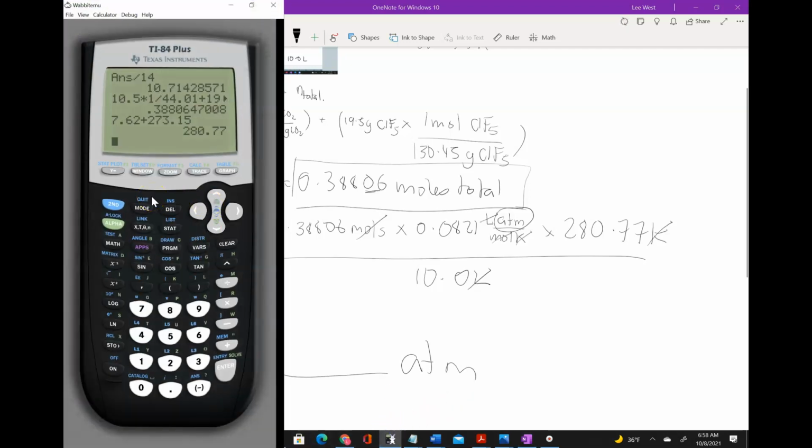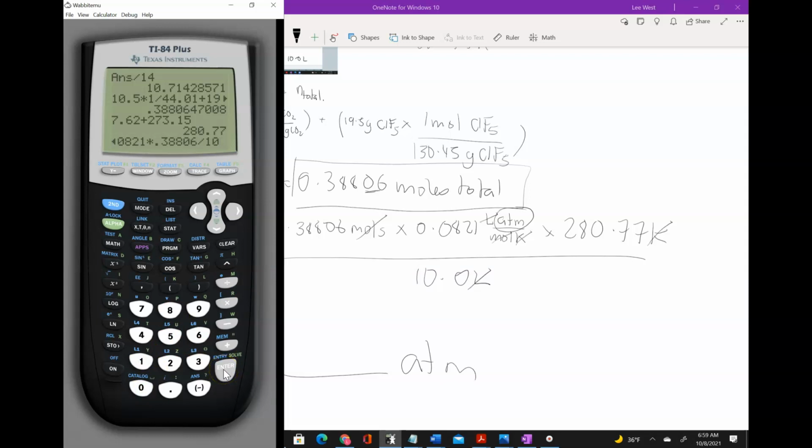So let's do it. I've got my 280.77, I've got to times that by 0.0821 and times that by 0.38806, and then divide that by 10. So I know that it's about 20 liters.